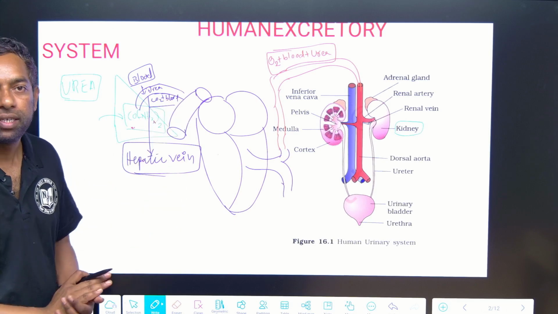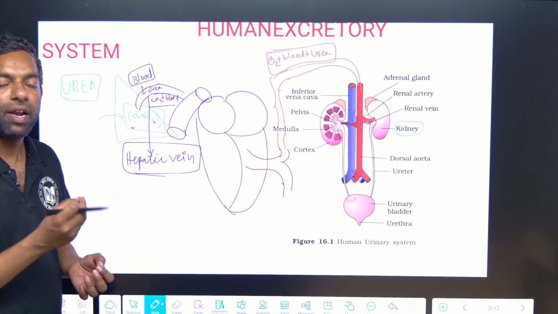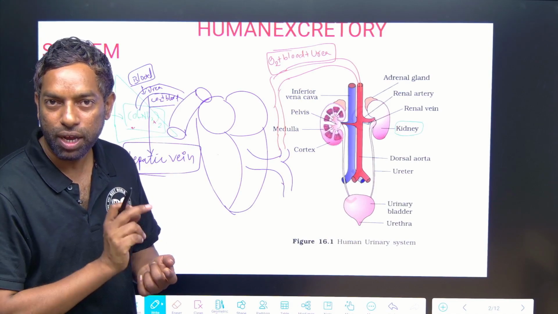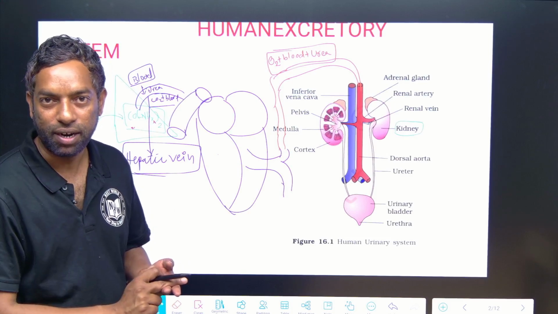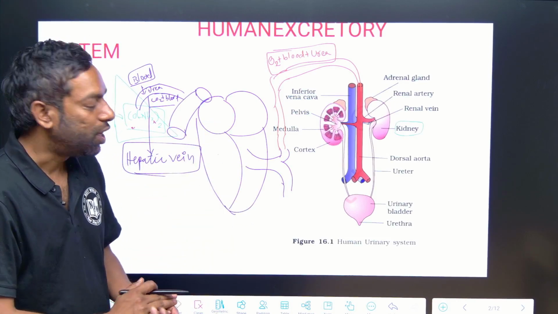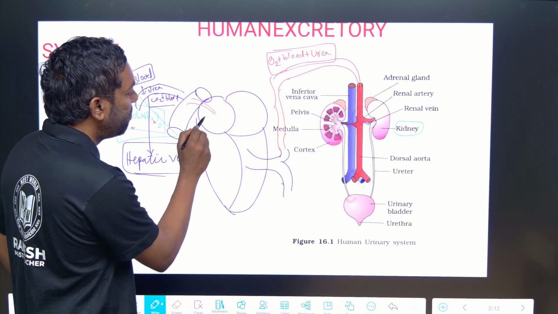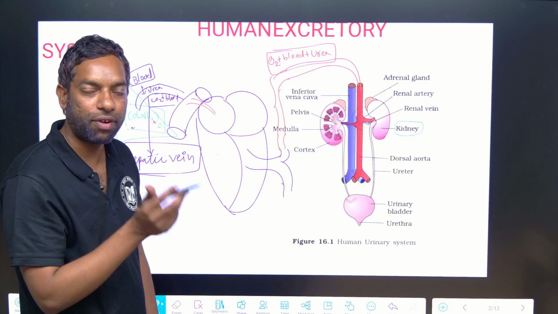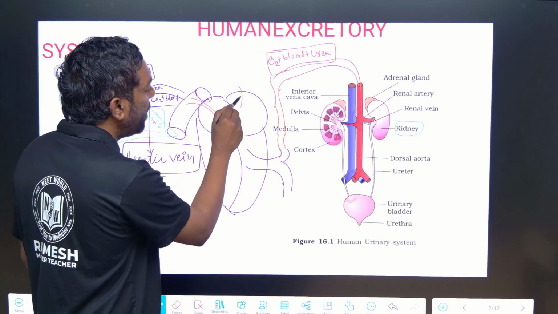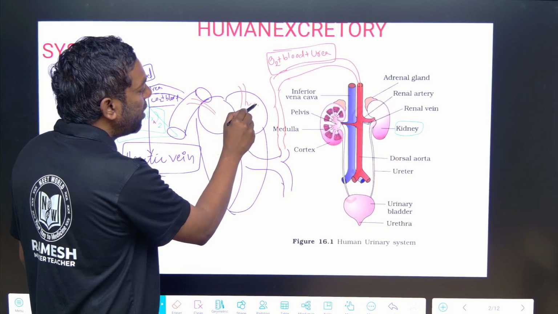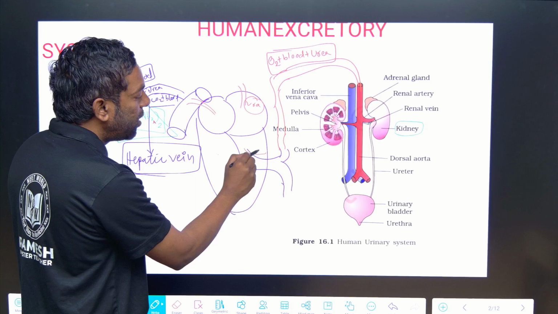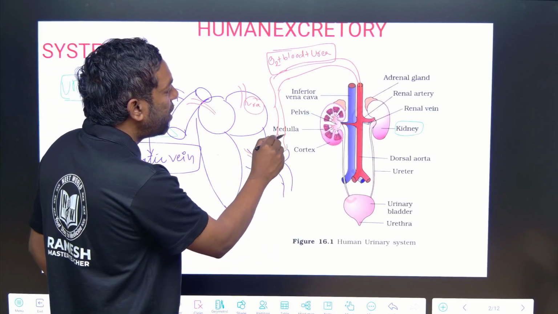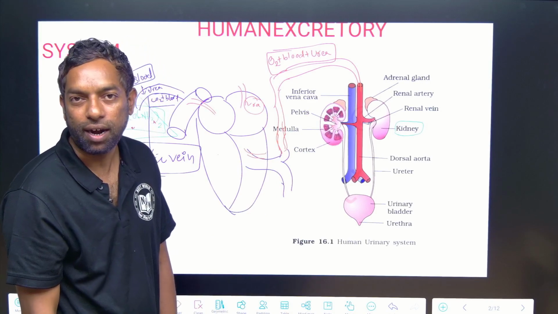From the hepatic vein, which is from the liver, the vein carries the urea into the vena cava, urea plus deoxygenated blood. From the vena cava, the blood enters into the heart, then is carried forward into the lung for filtration. After filtration, the oxygenated blood and urea enter into the heart.